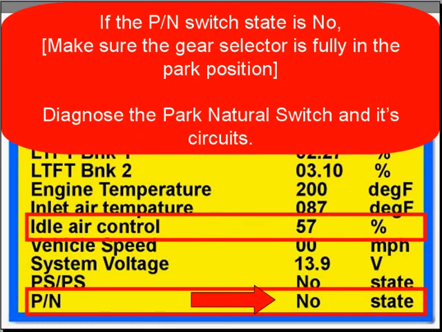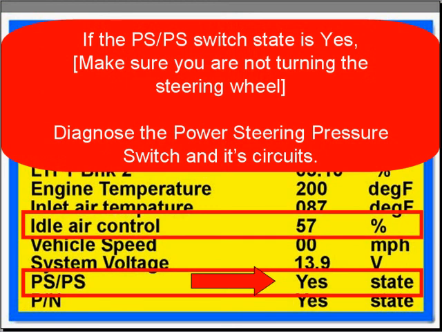If the park neutral switch state is no, make sure that the gear selector is fully in the park position, and then diagnose the park neutral switch and its circuit, because the park neutral switch state should say yes when it's in park or neutral. If the power steering pressure switch state is yes, make sure you're not turning the steering wheel, because that's when it should say yes. Diagnose the power steering pressure switch and its circuits.